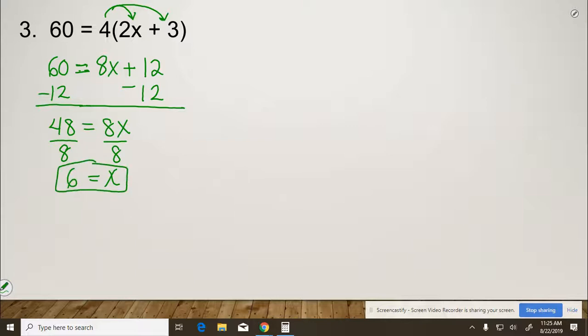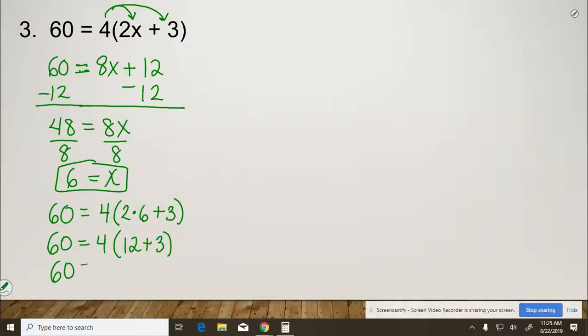And again, we could quickly check our work. If we do 60 equals 4 times (2 times 6, replacing the x with 6, plus 3). So 60 equals 4 times 12 plus 3. So 60 equals 4 times 15, which is correct.